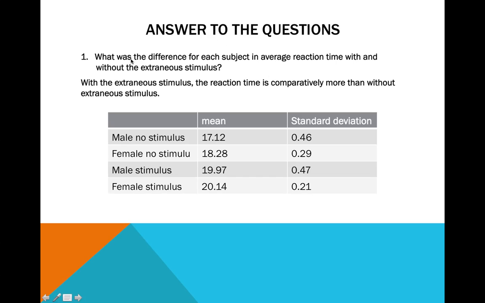The first question is, what was the difference for each subject in average reaction time with and without the stimulus? So I get this chart to show it. It's very clear that with the stimulus, the reaction time is comparatively more than without the stimulus.